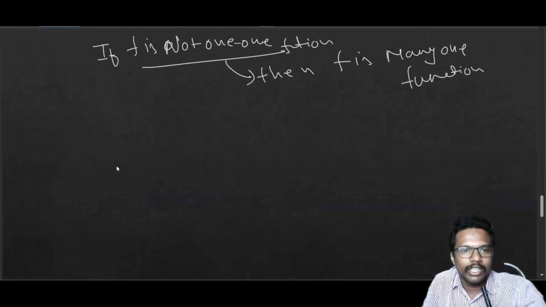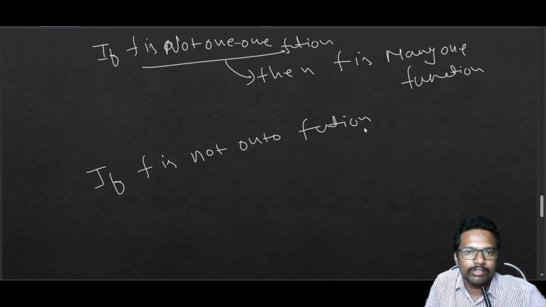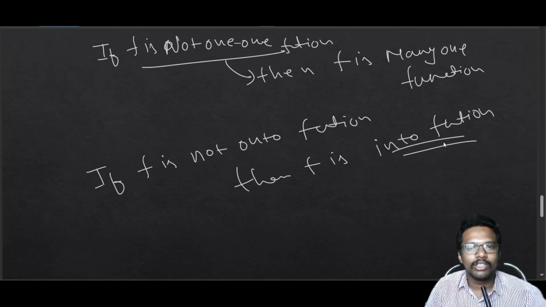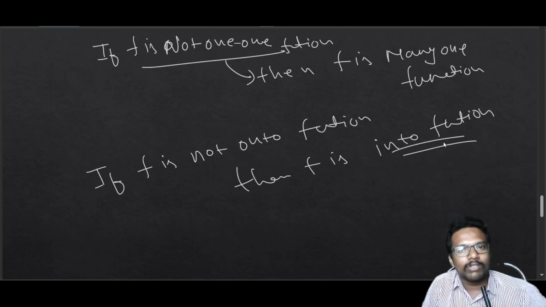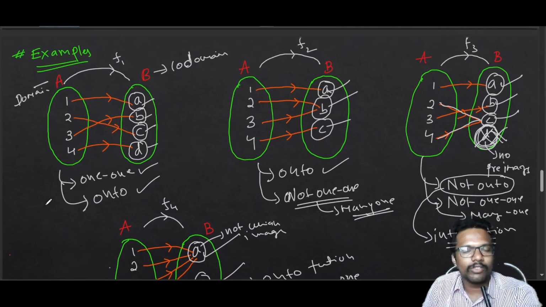Okay, similarly if f is not onto function, then f is into function. I hope you understood the 1-1, not 1-1, onto, not onto. 1-1, not 1-1 means many-one; onto function, not onto function means into function. There are 4 types: 1-1, many-one, onto, into. I hope you understood the examples of onto function.